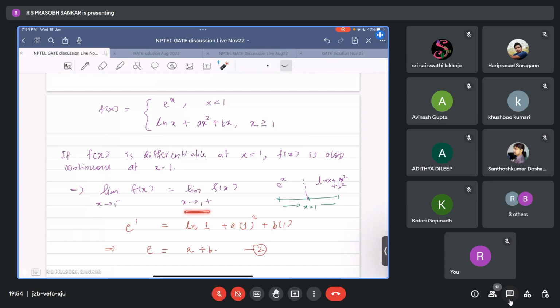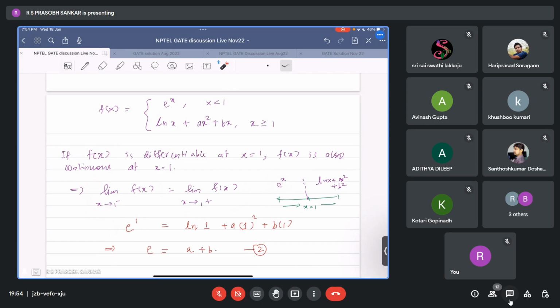So limit of x going to 1 minus f of x should be same as limit of x going to 1 plus f of x. 1 minus means I'm coming from the left side. So on the left side of the point, the function is e raised to x. So limit of x going to 1 minus f of x is e raised to 1.